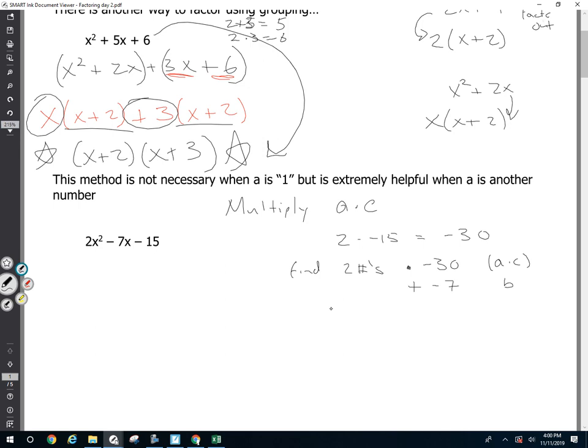So we are going to rewrite your middle term using your two numbers. You're going to say this is no longer 2x squared minus 7x minus 15, but 2x squared plus negative 10x plus 3x minus 15. It doesn't matter what order it's in.